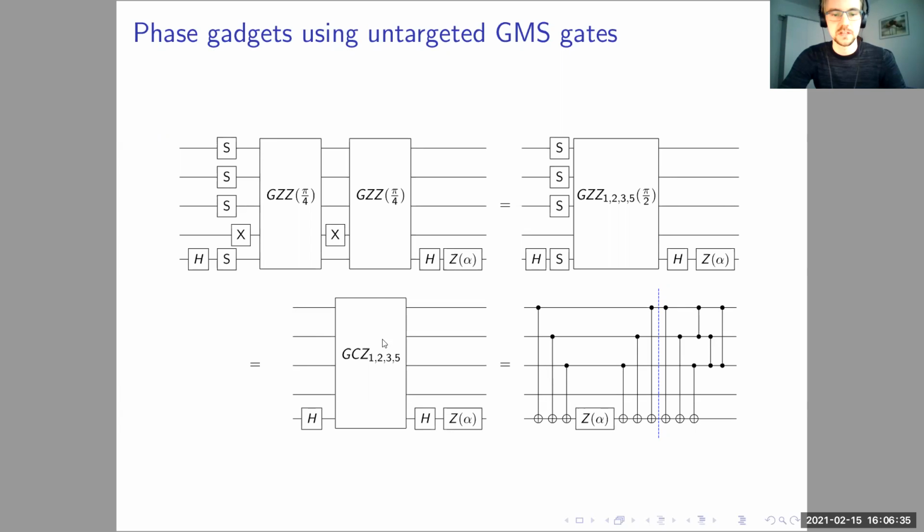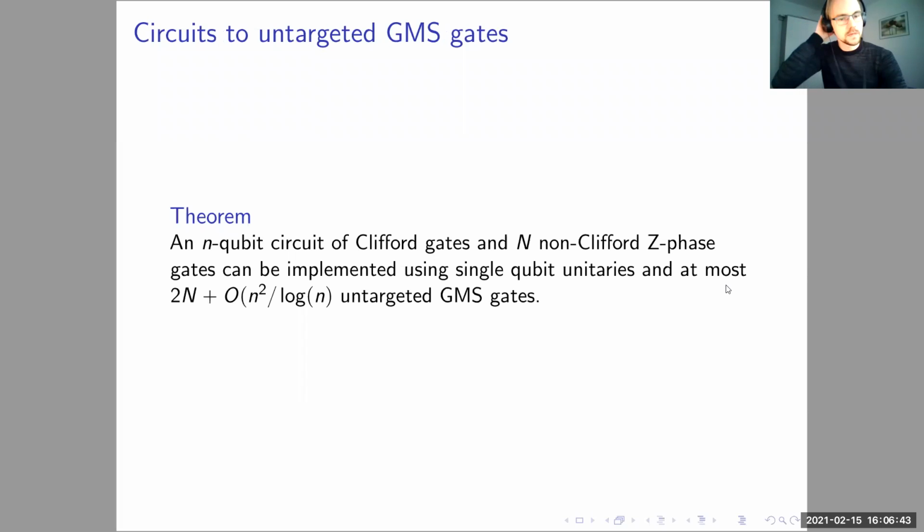Okay, so this just means we have an overhead of 2 when we want to use global gates in a phase gate. So that's really good. That means that we can adapt the previous result. If I now have an n-qubit circuit with big N non-Clifford gates, then we can implement it using untargeted GMS gates, but now we have 2N instead of N, and we have this O(n squared over log n) instead of a linear number here.